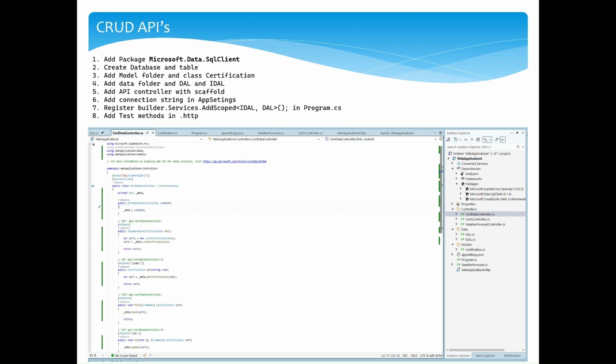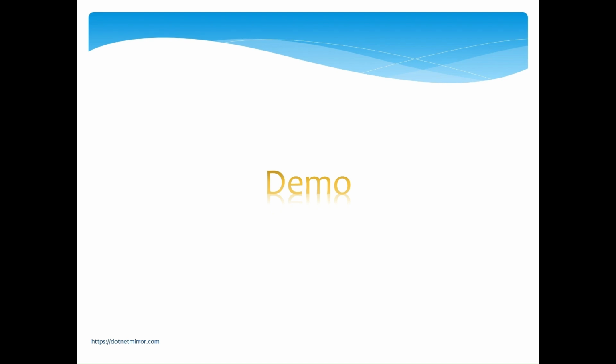We will try to add an API controller which will do the CRUD operations. We will build a connection string in the app settings. We will try to register our classes in program.cs, and at the end we will try to test all the endpoints via the .http file within your solution. Let's get started.